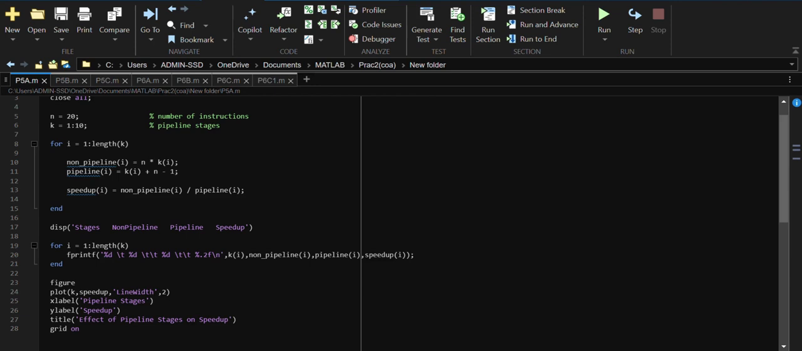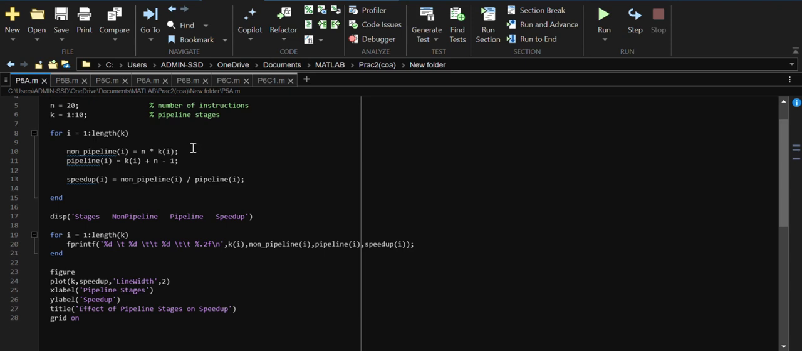Then it calculates the execution time for two cases, that is, non-pipelined execution and pipelined execution. In non-pipelined execution, each instruction must complete all stages before the next instruction. So the total execution time is the number of instructions multiplied by the number of stages, which is given as non-pipeline of I is equal to n cross ki.